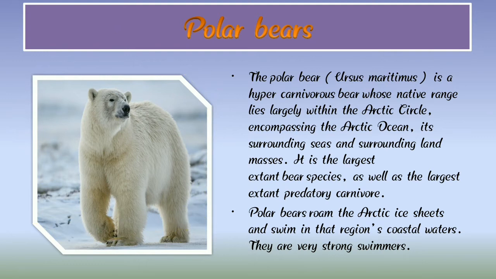So the polar bear is a hypercarnivorous bear whose native range lies largely within the Arctic Circle, encompassing the Arctic Ocean, its surrounding seas, and surrounding land masses. It is the largest extant bear species as well as the largest extant predatory carnivore.